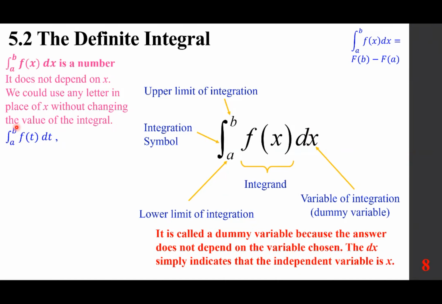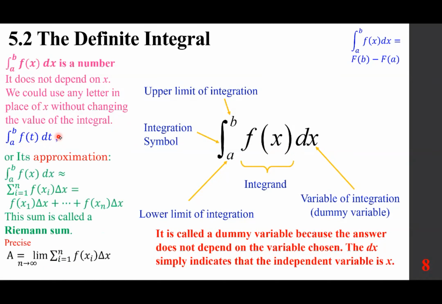We could use any letter in place of x without changing the value of the integral. For example, the integral of a to b f of t dt is exactly the same as this one. Or I can change the t to a different variable, f of m dm. So just be careful, these two must be the same. And the approximation is the summation of f of x delta x as i goes from 1 to n. This is the Riemann sum that was mentioned.